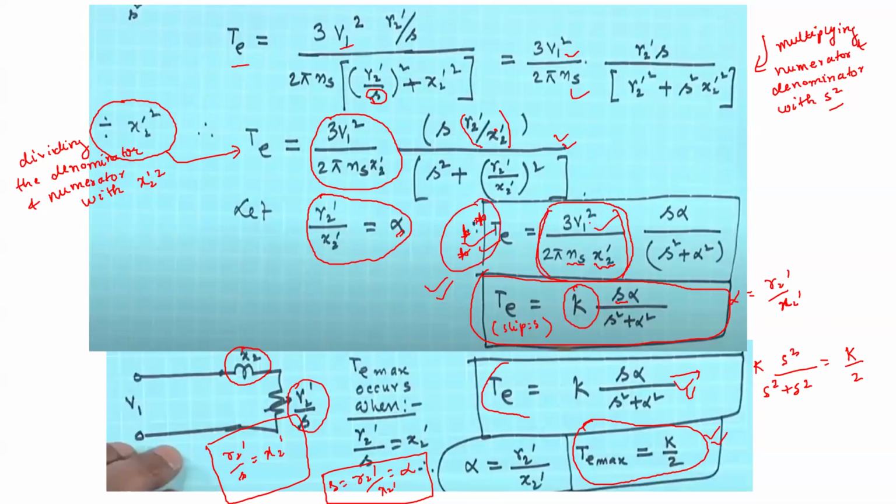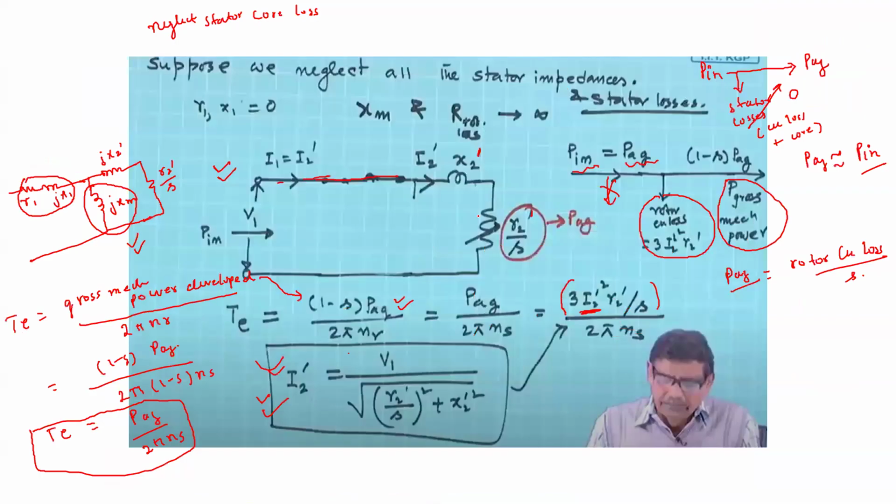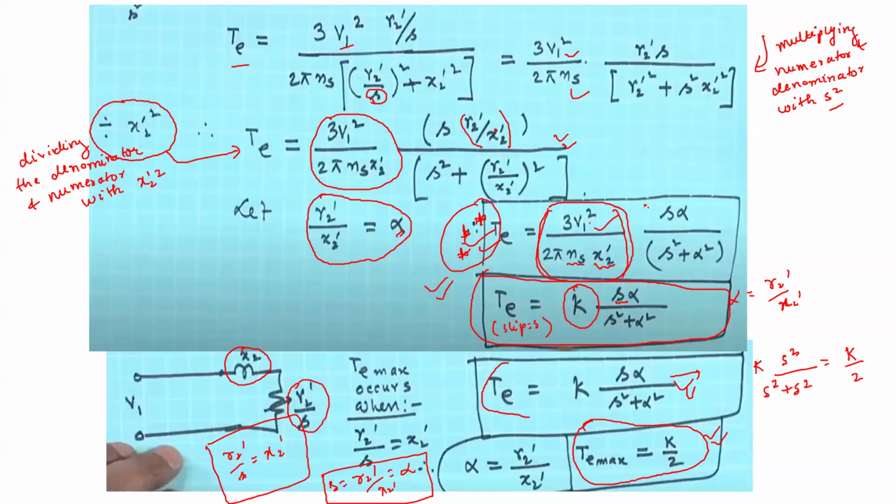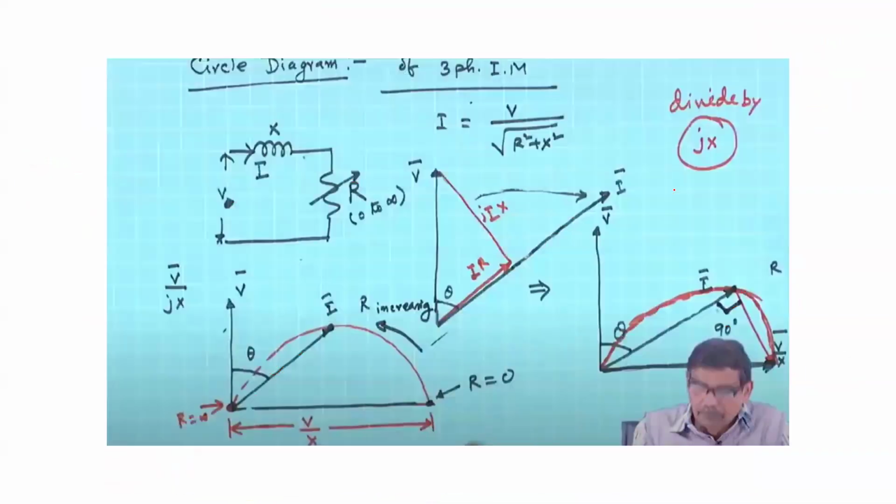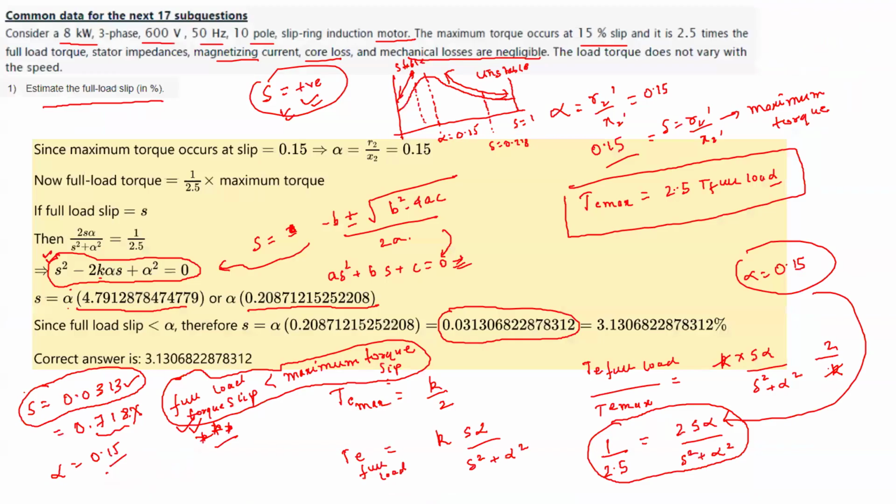And you may not even need to remember this. You can also just think that this is air gap power by 2 pi ns, and air gap power is 3 I2 dash square R2 dash by s. So in the place of I2 dash, if you substitute this, you can get this expression. So that also you can do if there is difficulty in remembering. So this question is clear? This question is very simple.